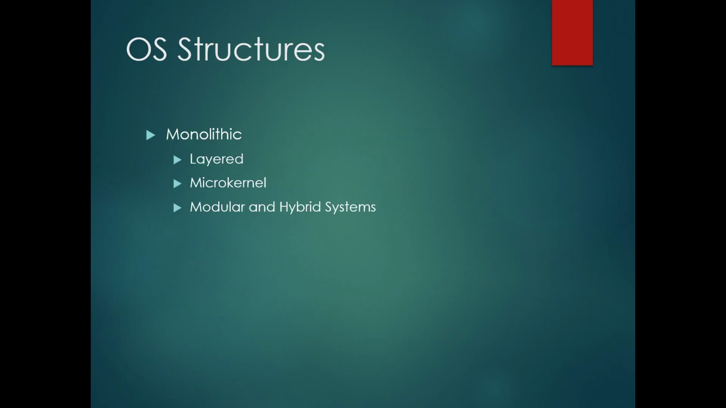And the next is OS structure. So an operating system can be implemented using different structures. So this includes monolithic, layered, microkernel, modular and hybrid systems. Each structure has its own advantages and also its own disadvantages.